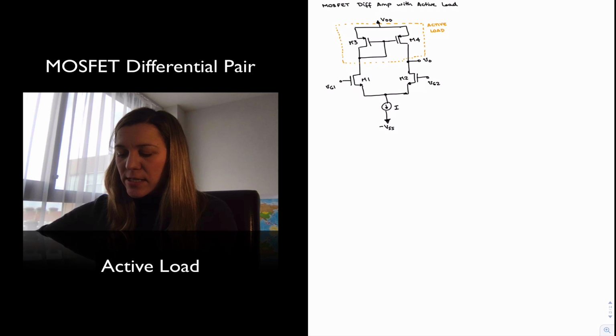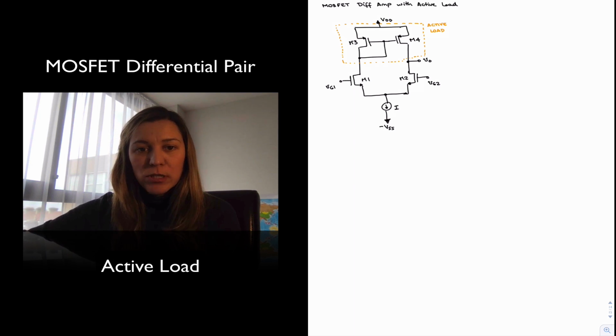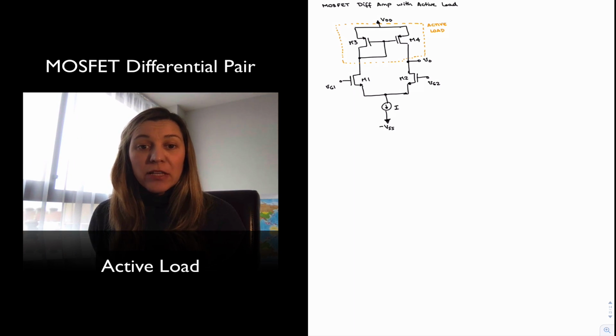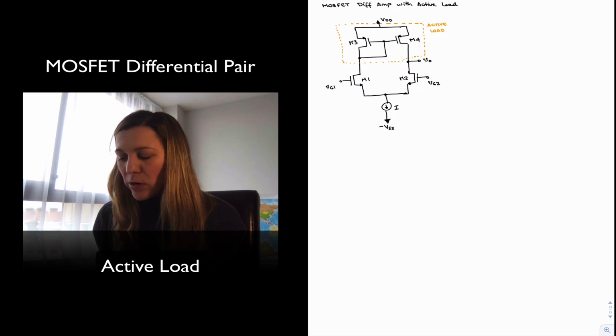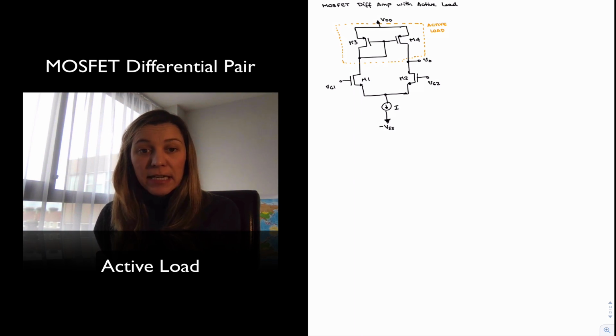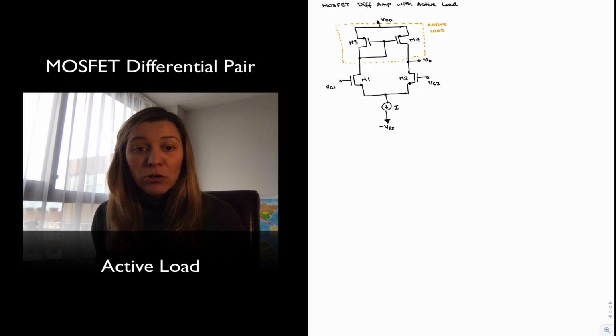But in this case, we can see that I have included my current source formed by PMOS transistors M3 and M4, and I've connected that in place of my drain resistors RD on each branch. And let's see how that affects the performance of the circuit. For one thing, DC-wise, not much has changed.